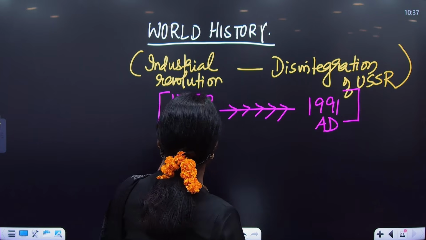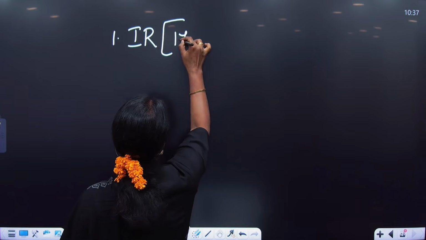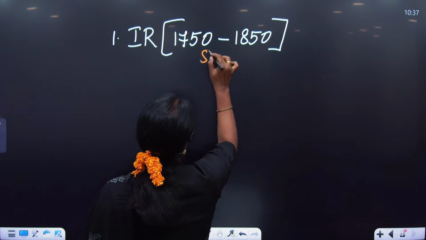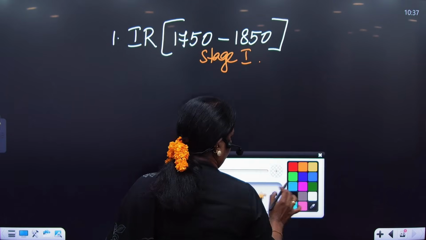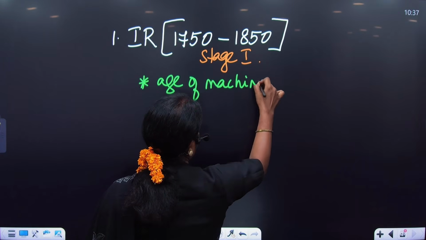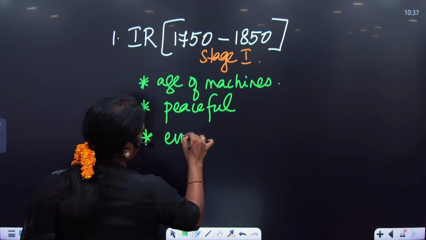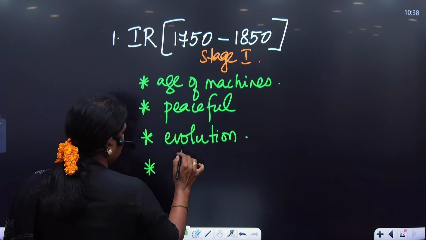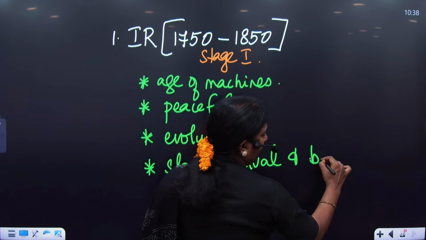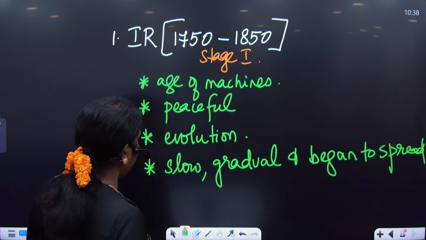So the first topic of world history would be the Industrial Revolution. I call it IR, which began in 1750 and almost ended in 1850 AD. This is stage 1 of the Industrial Revolution. So what is the Industrial Revolution? It was an age of machines. This Industrial Revolution was peaceful. It was an evolution. It was slow, gradual, and began to spread. Initially it was not very huge.